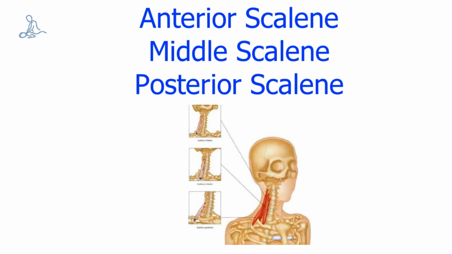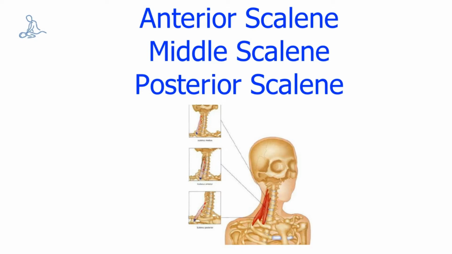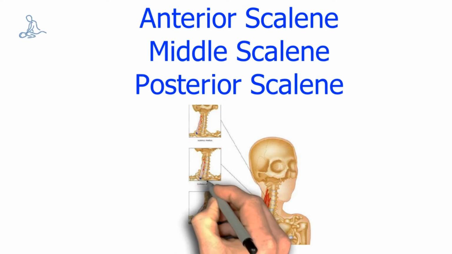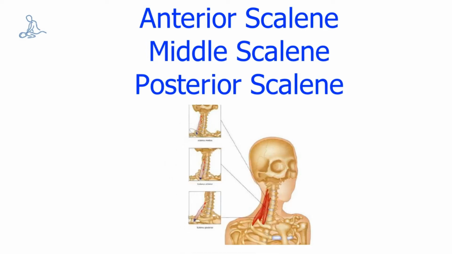The origin of the anterior scalene is C3 to C6. The origin of the middle scalene is C2 to C7. The origin of the posterior scalene is C5 to C7. The insertion of the anterior and middle scalene is rib 1. The insertion of the posterior scalene is rib 2.